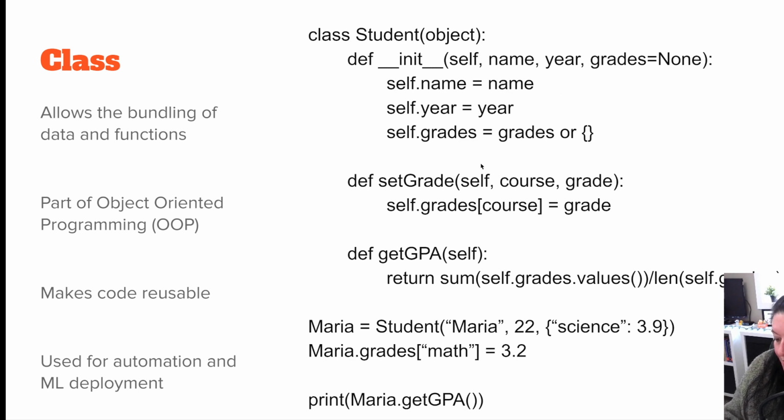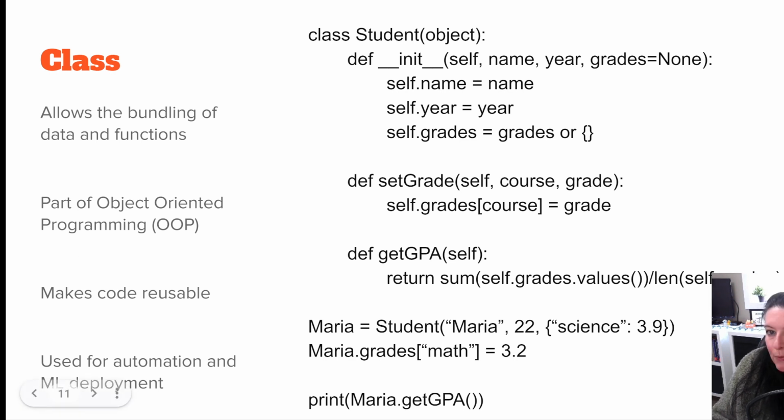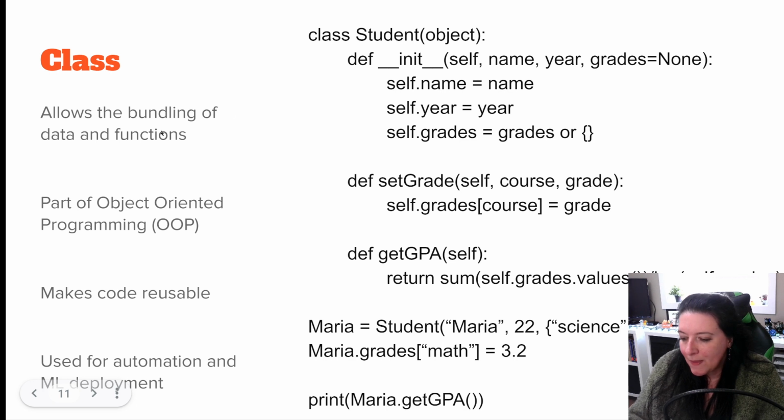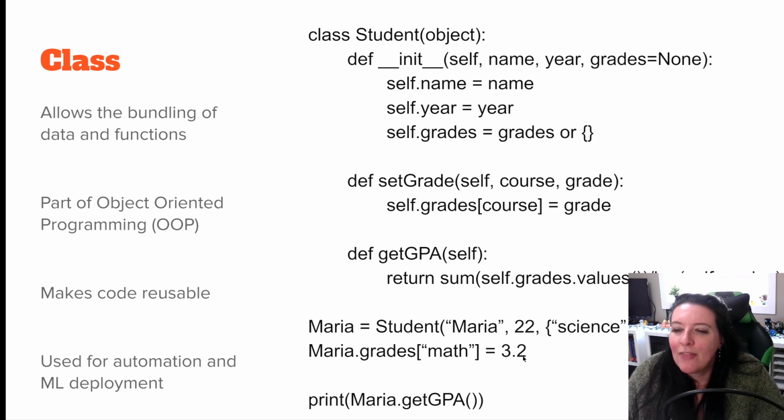So this note here of self ties all these components together. What we're doing is creating data on an individual student, their name, their year of graduation, and then we can use that name to help identify the individual and attach additional data to it, like their math grade, and to find their GPA. So we're bundling together data and functions, and this allows us to go into the system and simply output Maria's GPA. So we could print Maria.getGPA, because that comes from this command here.